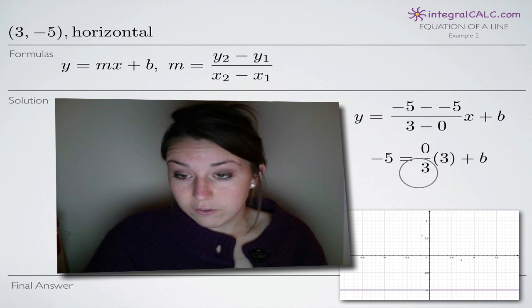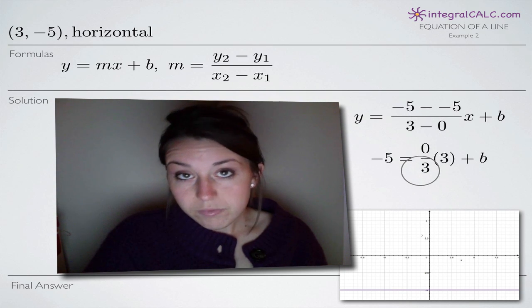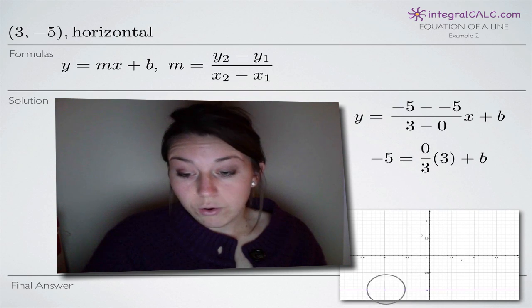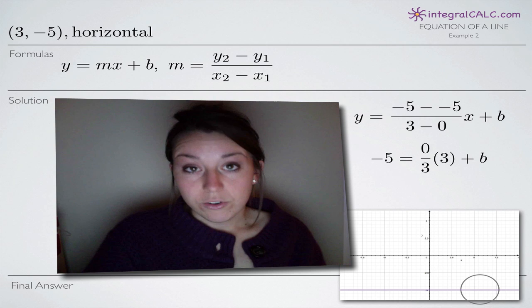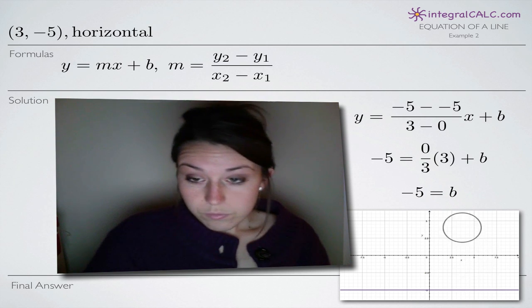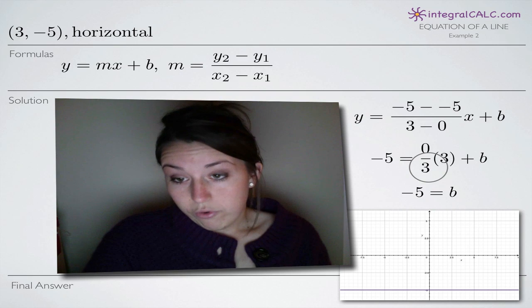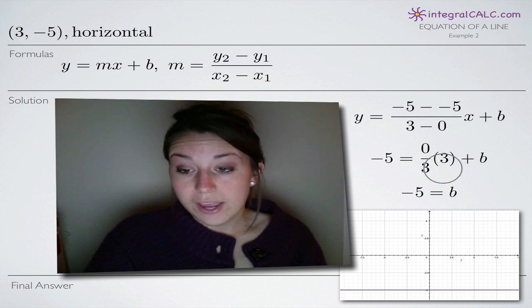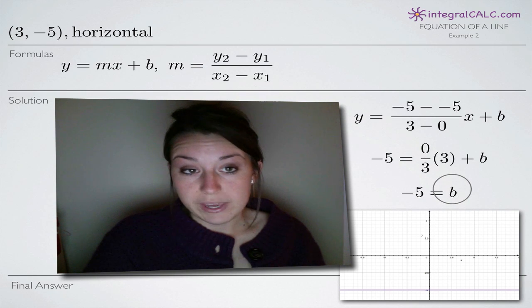So obviously the slope here, this is m, is 0, which makes sense because our line is completely horizontal and the slope of any horizontal line is 0. When we simplify this, we can see 0 over 3 is going to be 0. Multiply that by 3, we still get 0. So we end up with -5 = b.